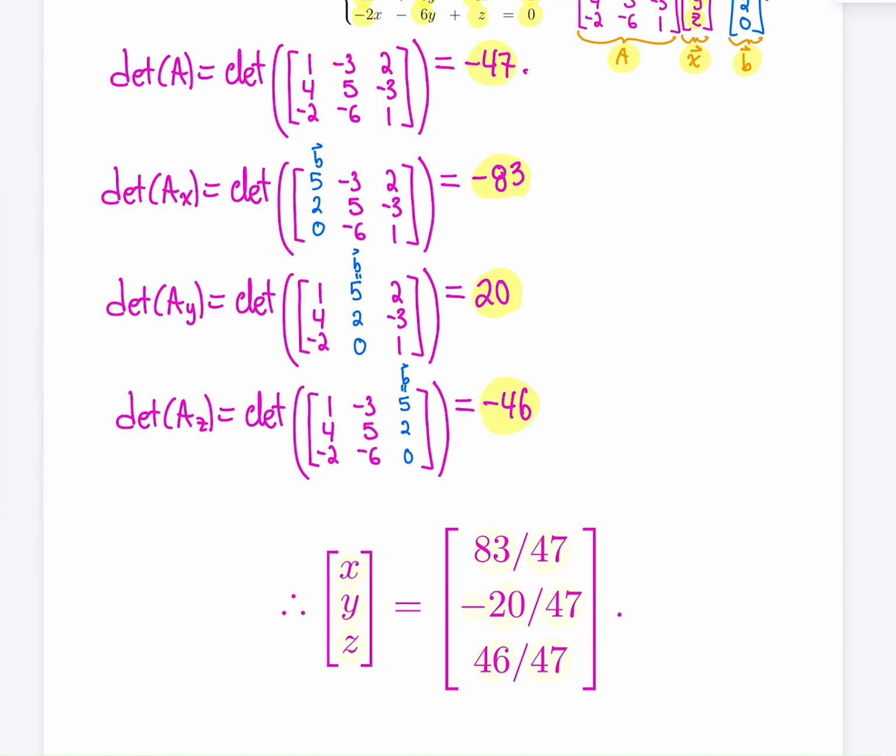And now for the final answer, so what is the value of x? Well, it's det AX, which is minus 83 divided by minus 47, which simplifies to 83 over 47. y is 20 over minus 47, which I like to put the minus on top. So you get minus 20 over 47, and z is minus 46 over minus 47, which simplifies to 46 over 47.